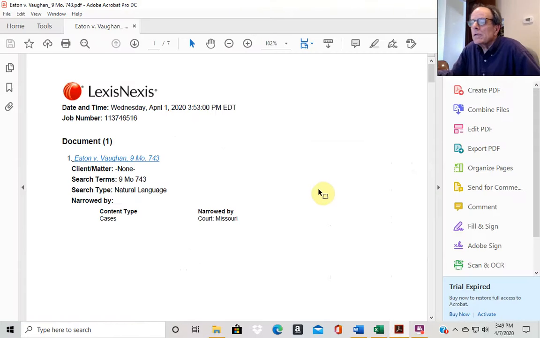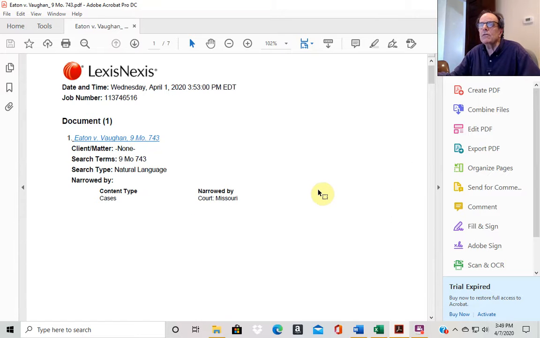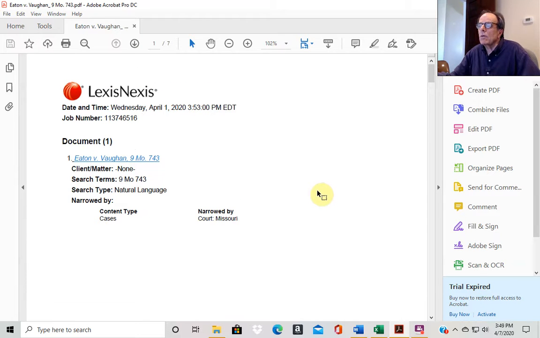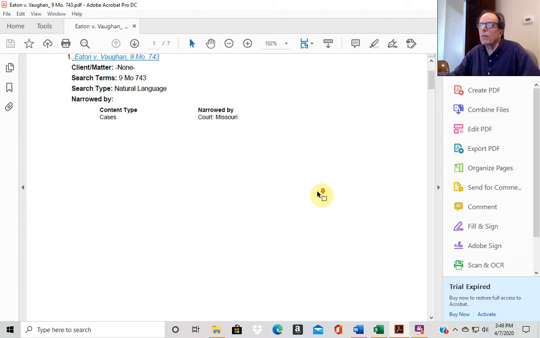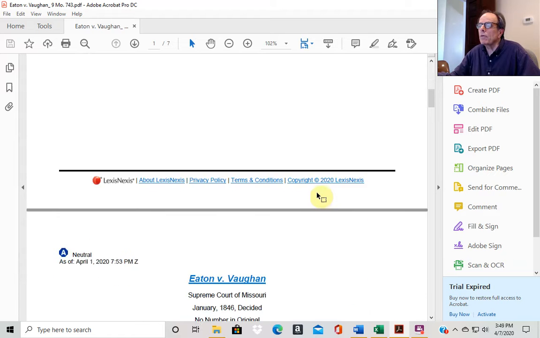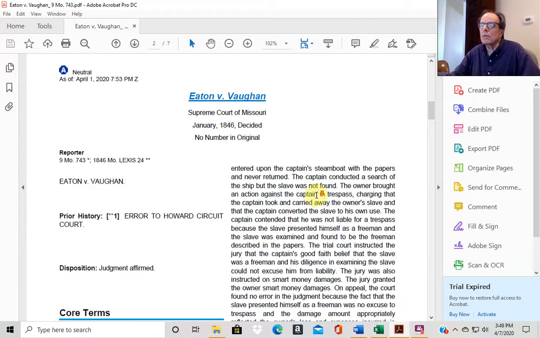Okay, a student asked where to find the plaintiff's side and the defendant's side in the arguments in the Eaton versus Vaughan case. So what I have up is the download from the articles databases website.